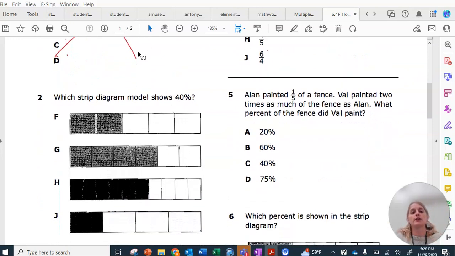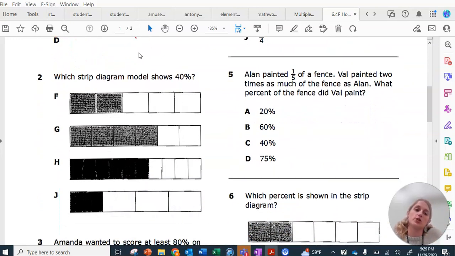Which strip diagram model shows 40%? So start by writing the fraction that is shaded in each of these. This is 2 boxes shaded out of 1, 2, 3, 4, 5 boxes total. 1, 2, 3, 4 boxes shaded out of 4, 5, 6 boxes total. So you're making all of these into fractions, and then you can either say, 5 times what number equals 100 and set up a proportion, or you can divide the numerator by the denominator of each of these to make them decimals, and then change those to percents.